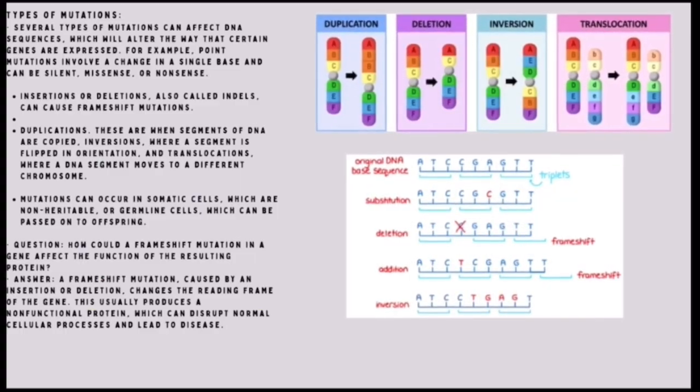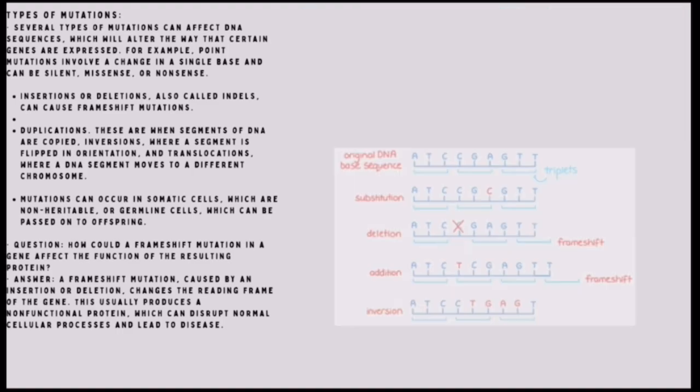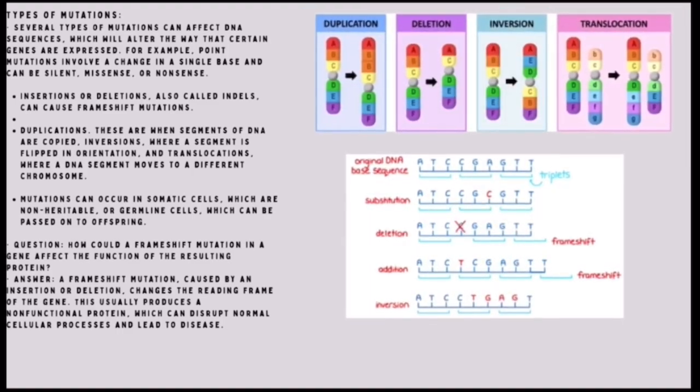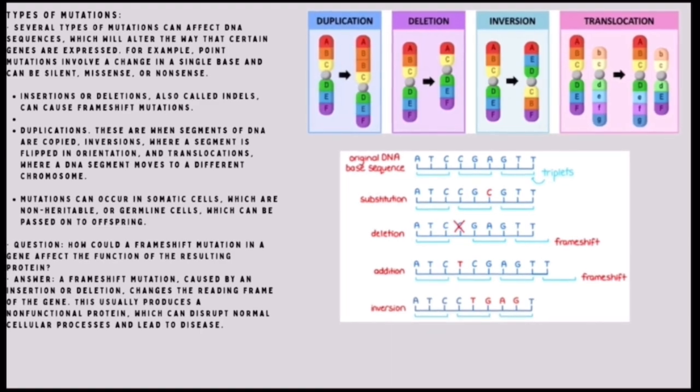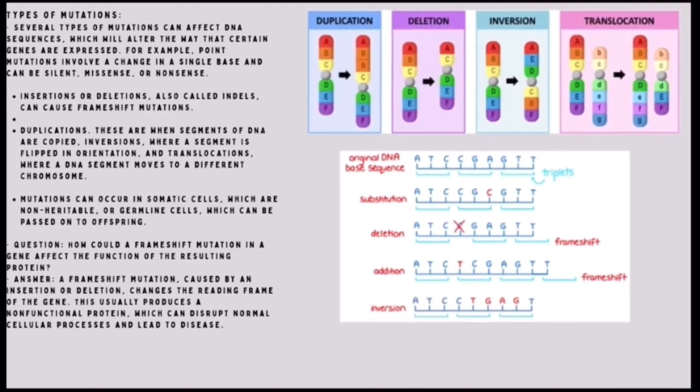Several types of mutations can affect DNA sequences, which will alter the way that certain genes are expressed. For example, point mutations involve a change in a single base and can be silent, missense, or nonsense. Insertions or deletions, also called indels, can cause frameshift mutations.